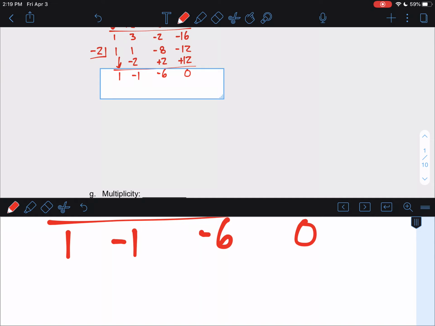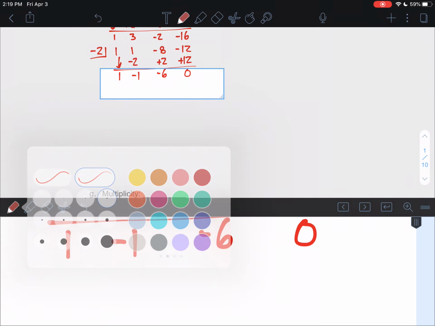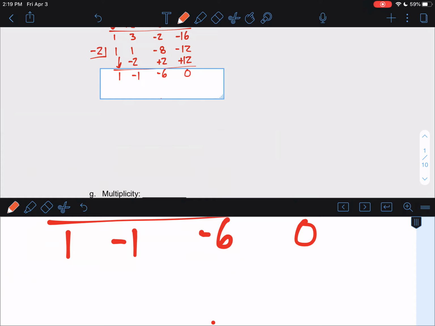I'll write it in a different color. Like this. That's the same color. No, it's not, but it's a similar one. Okay. Yeah, we'll go with orange.